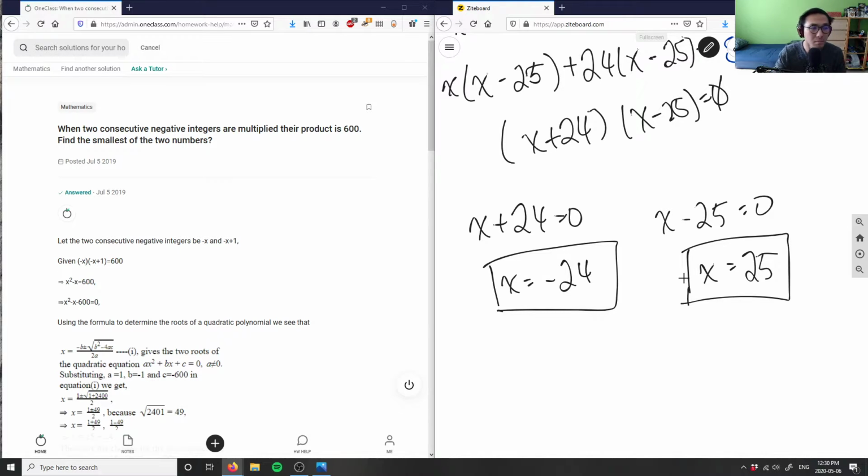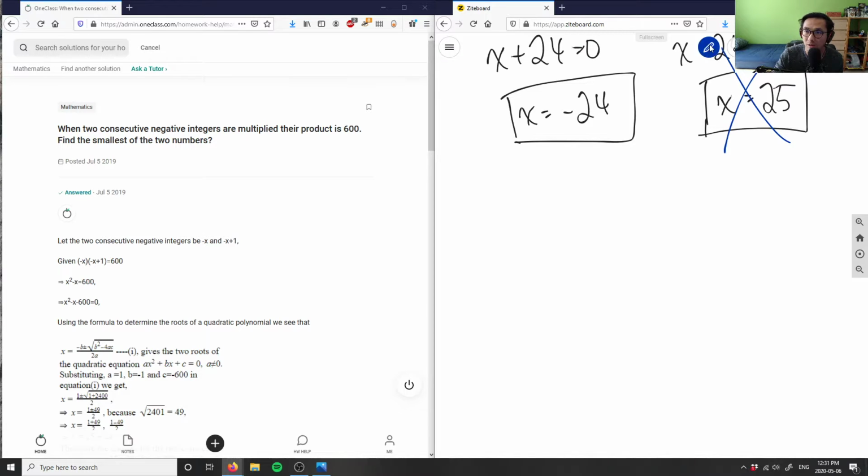However, one of these solutions is wrong, right? Let's go back to our problem here. It says when two consecutive negative integers are multiplied, their product is 600. In this case, this here is not a negative number, and I only care about the negative number here, right? So in this case, this here is a wrong answer. So I can reject this answer, and I can simply say that x equals 24 is my correct answer.